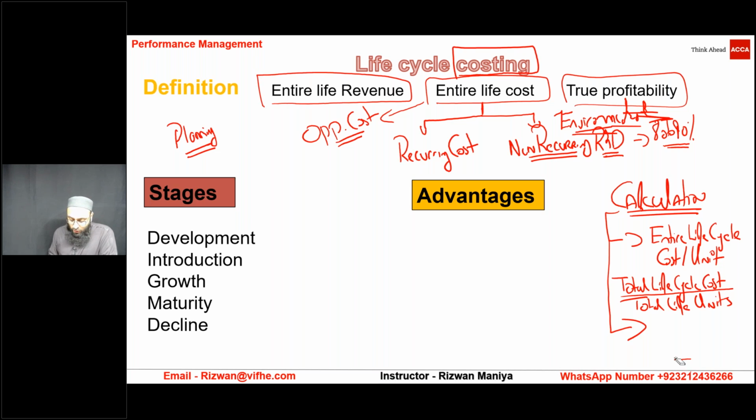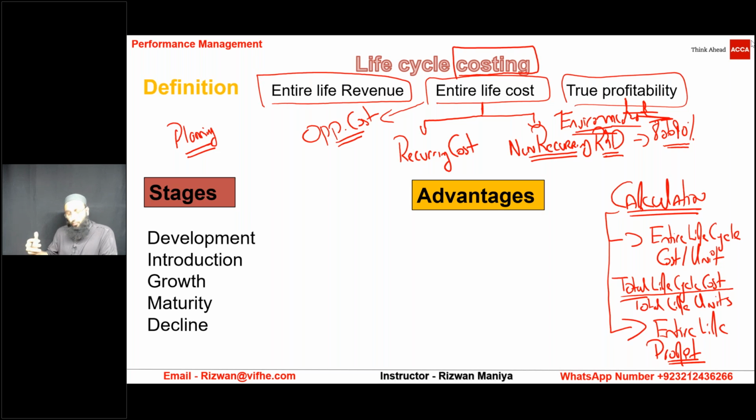Now, what second can come in your paper? The second possibility that can come in your exam is to work out entire life profitability. So the second type of question that can come in your paper is about entire life profitability. What exactly do you need to do here in terms of entire life profitability? It's a very simple formula, I'm telling you. This is the second type of question that can come in your paper.